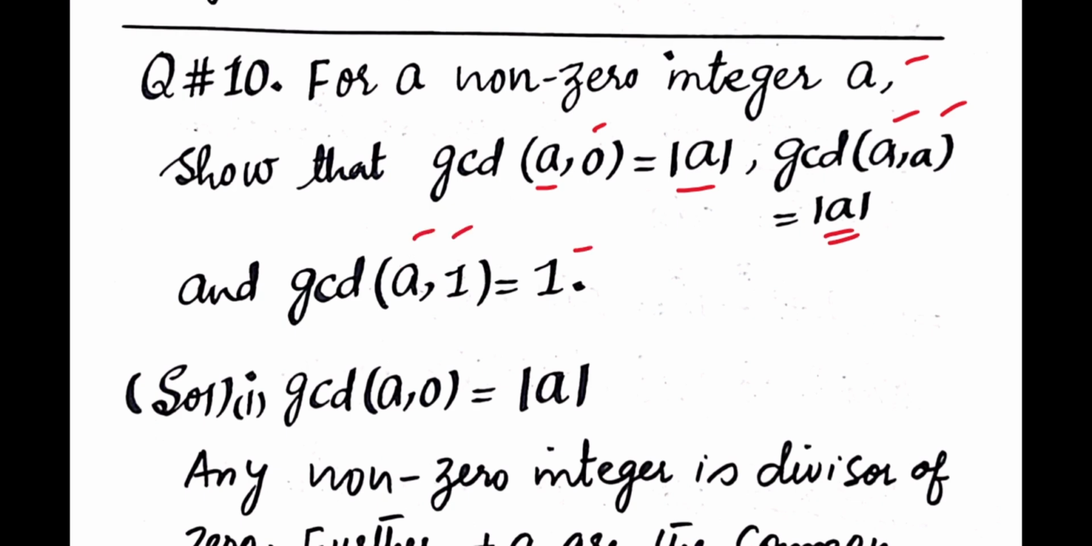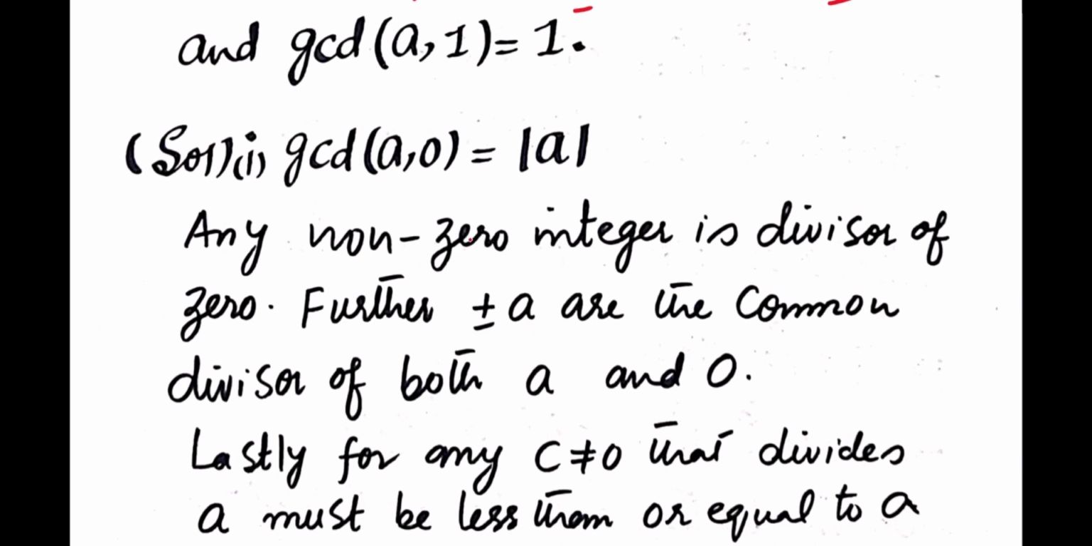So start from the first part. GCD of a and 0 is equal to a absolute. Any non-zero integer is a divisor of 0. You know that every non-zero integer divides 0, that is, if a is any non-zero integer, then a must divide 0. It means a is a divisor of 0. Further, plus minus a are common divisors of a and 0 both, because if a divides 0, then minus a also divides 0. It means there are two common divisors of a and 0, which are plus minus a.